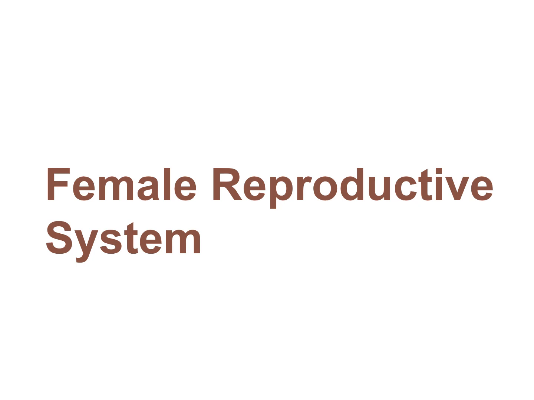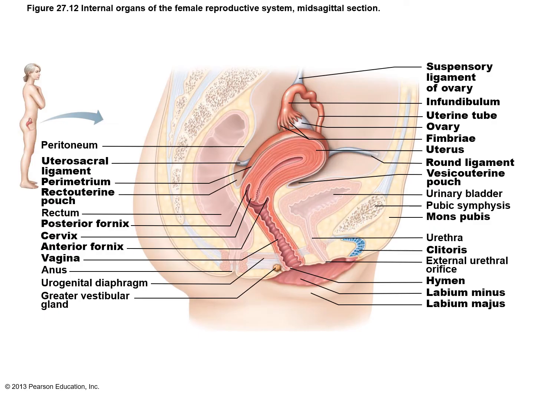Hello everyone, today we're going to talk about the anatomy of the female reproductive system. Females have different tracts for the urinary and the reproductive system.